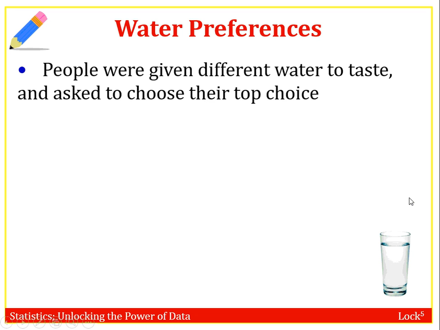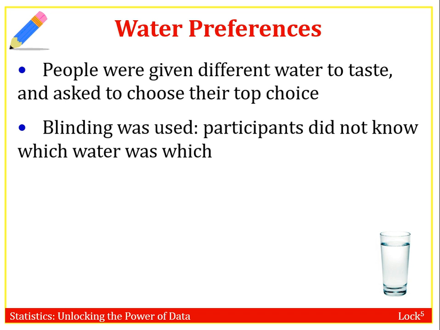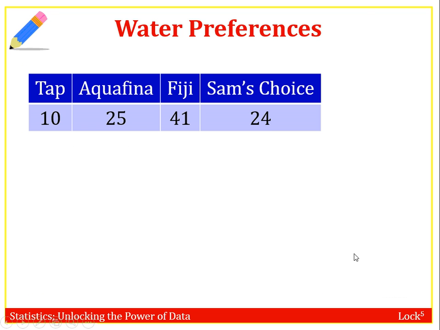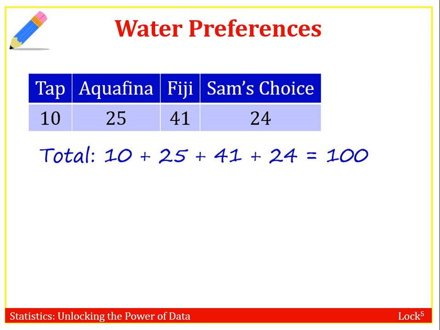So let's look at water preferences. What kind of water would you prefer? And it was a blinded study. So in other words, the participants did not know what kind of water they were getting. And below we have our table. We have tap water, and then we have 3 other choices of different waters you can buy. And underneath, you'll notice 10 people preferred the tap water. Sam's Choice was 24 people, and so on. So here's our frequency table. If we add all these together, we get the total number.